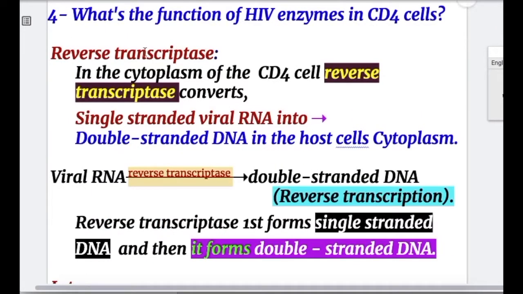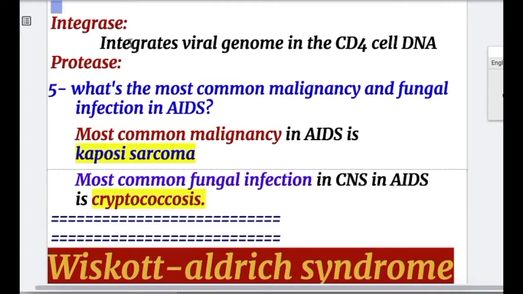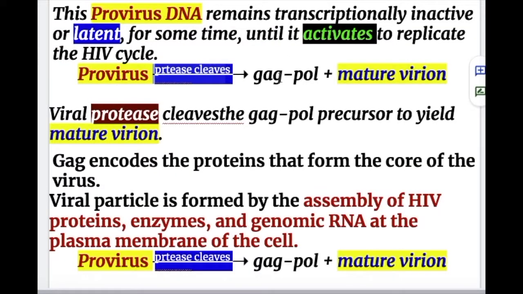Number 4. What's the function of HIV enzymes in the CD4 cell? Reverse transcriptase in the cytoplasm of the CD4 cell converts single-stranded viral RNA into double-stranded DNA. As I already explained, first it forms single-stranded DNA and then double. The second enzyme is integrase, which integrates the viral genome in the CD4 cell DNA, and protease cleaves the gag-pol from the provirus and converts it into a mature virion. See here, protease cleaves the gag-pol from the provirus to yield the mature virion.